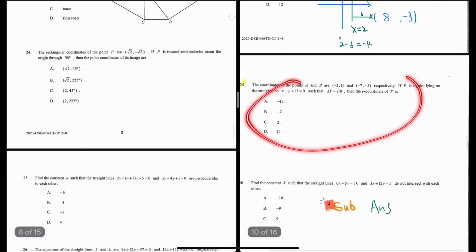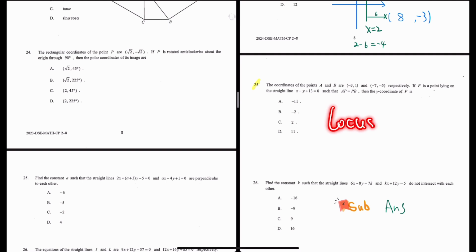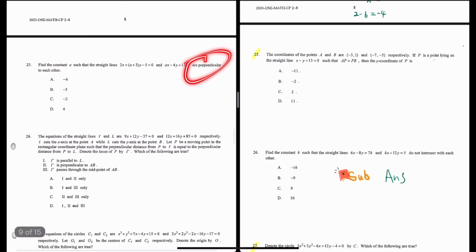Okay, this one for those who have level 3, you can try this one. This one basically is locus. You need to find, using the distance equation, the distance formula, the midpoint, and then you will have two line equations, and then find the intersection. Okay, this one as well. Perpendicular: their slopes multiplied together equal -1.